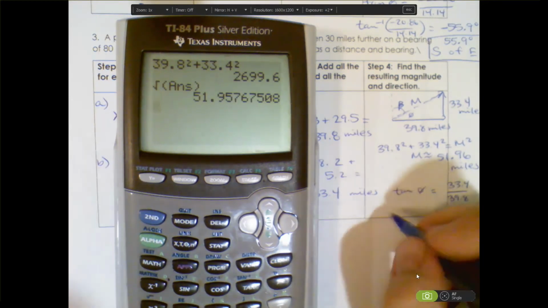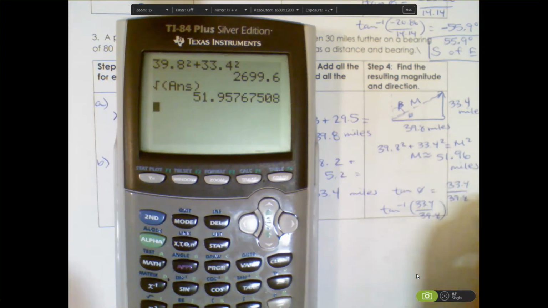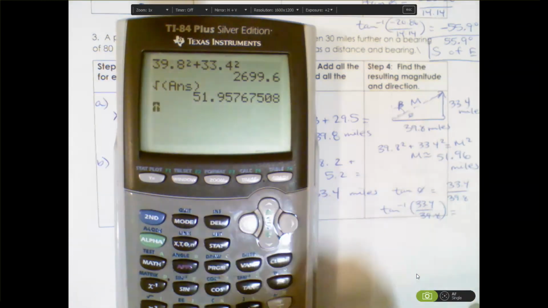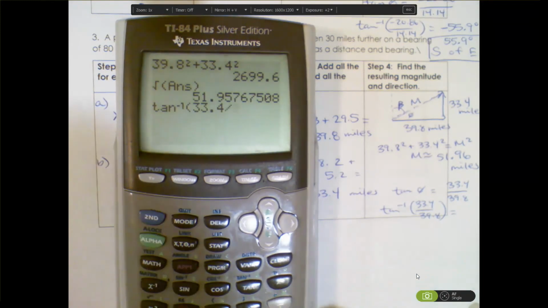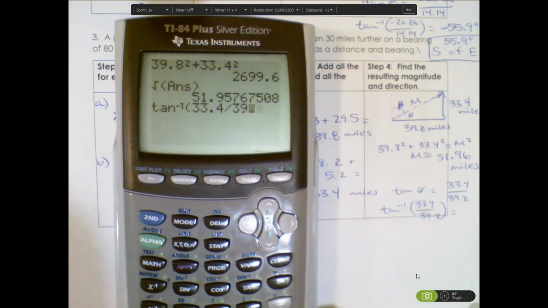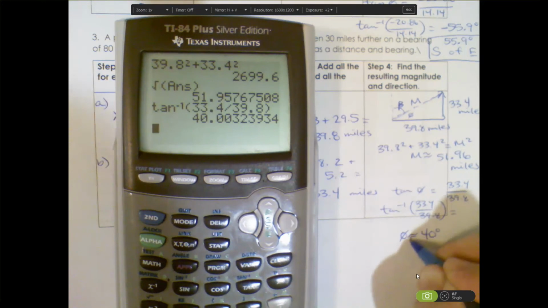And we need that direction, so we could take the tangent of our angle, which is opposite over adjacent. And we have to take the inverse of the ratio. Put in the ratio, get out the angle. So we take inverse tangent, 33.4 divided by 39.8 gives us an angle measure of 40 degrees. Let's say approximately, not exact.